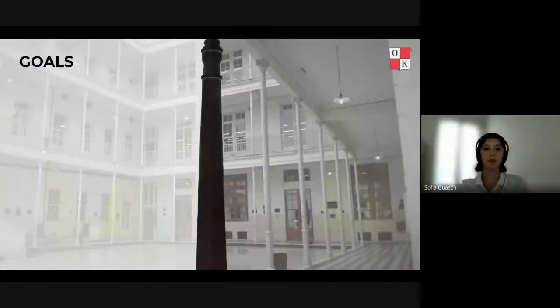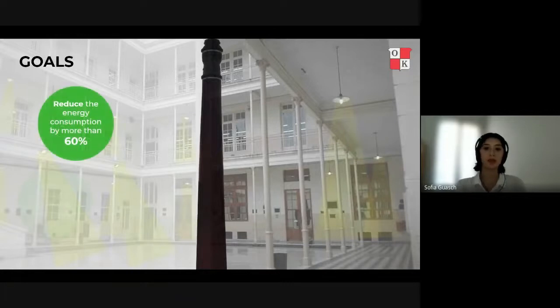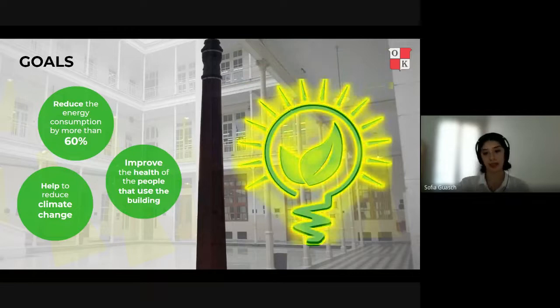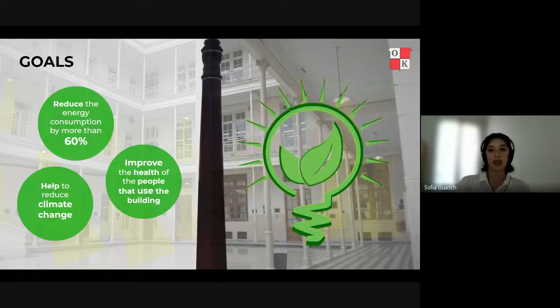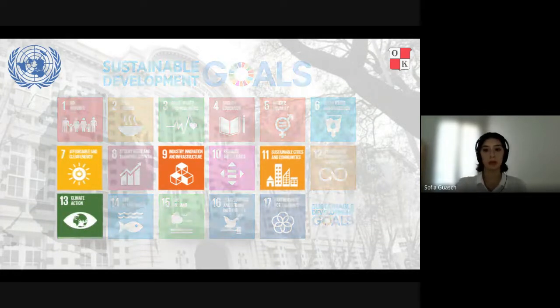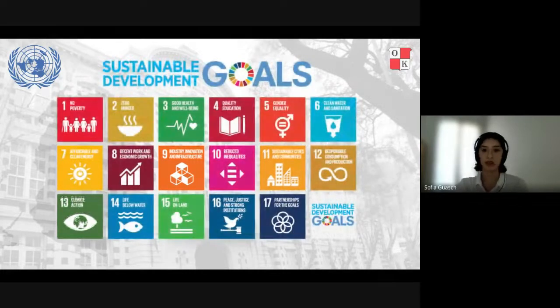The purpose for our school is to be able to carry out the energy sustainability project on the Otto Krause building. The aim of the project is to reduce energy consumption by more than 60% in order to help reduce the effects of climate change, improve the health of the people that use the building, and above all, acquire knowledge and learn how to use it.